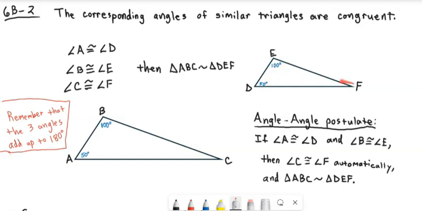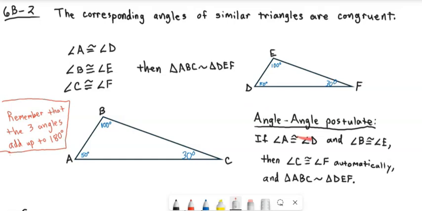And since all three of them have to add up to 180, that must mean that, whoops, switch over to a pen here. That must mean that angle F is equal to 30 degrees. And same thing down here, C must also be equal to 30 degrees. And so, since both of these triangles have three congruent angles, then triangle ABC is similar to triangle DEF, okay?